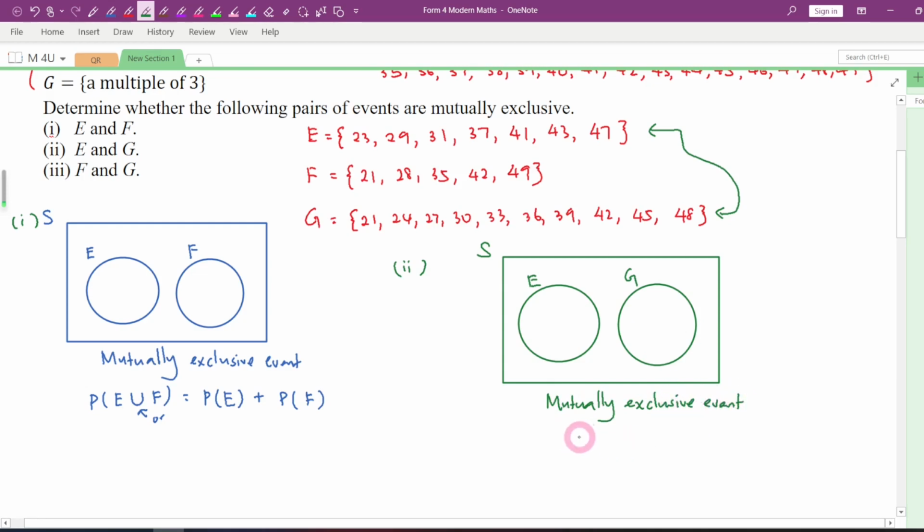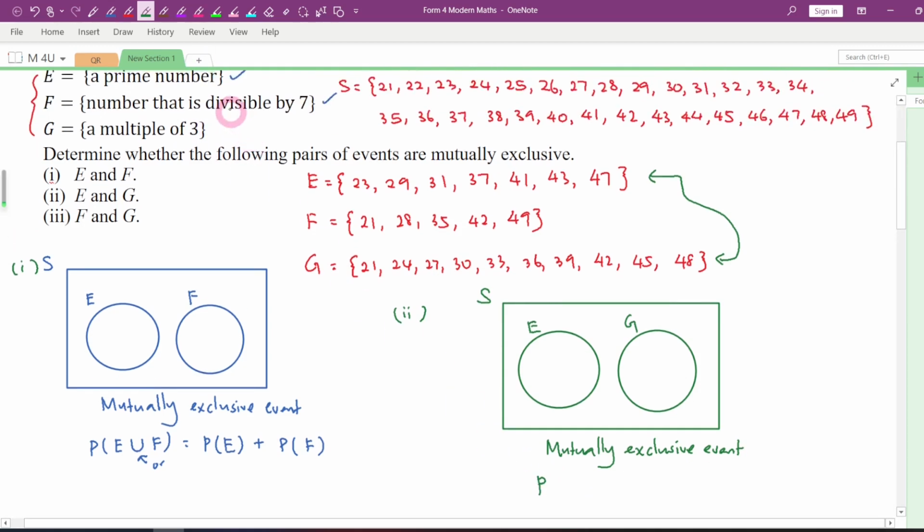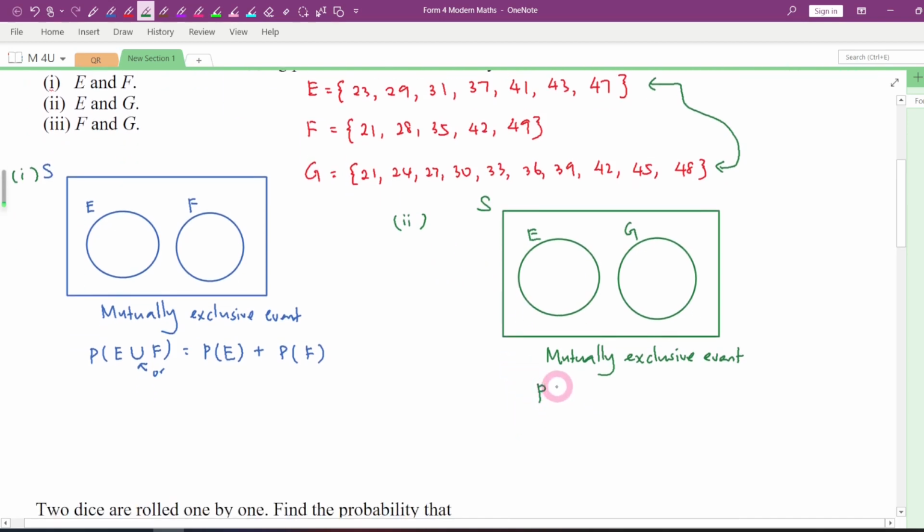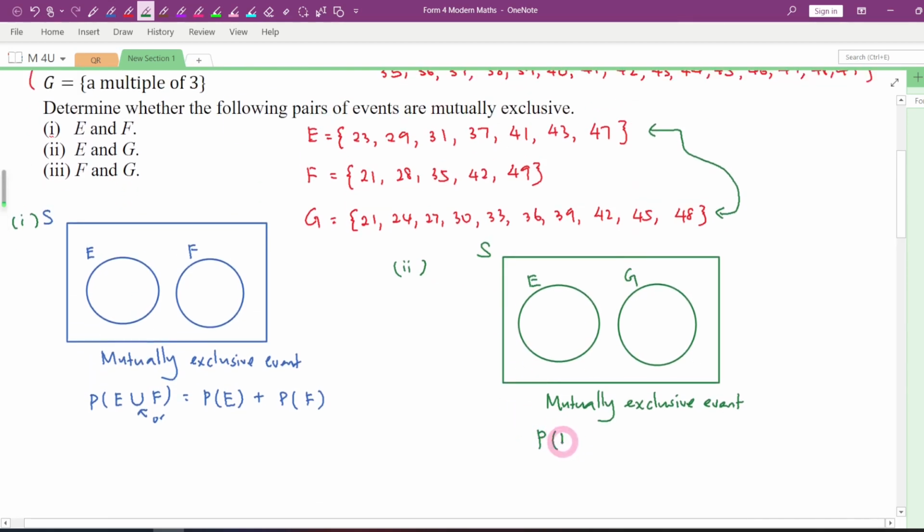If I want to find the probability of getting a prime number or a multiple of 3, since I use the word or, right? So it will be E union G, or. Okay, so it will be probability of getting a prime number plus the probability of getting a multiple of 3.